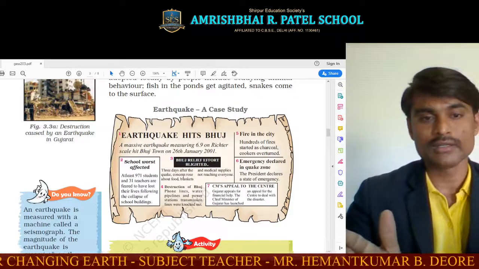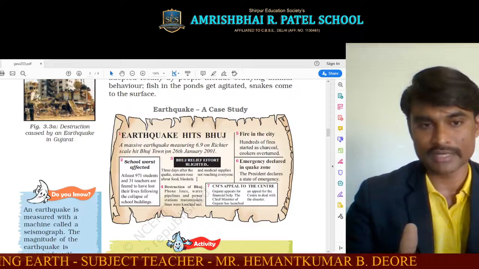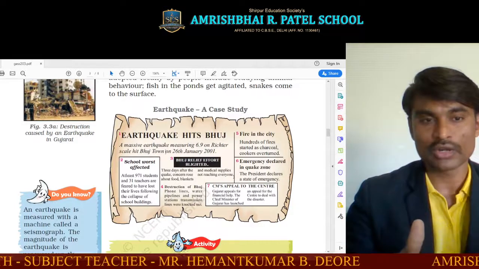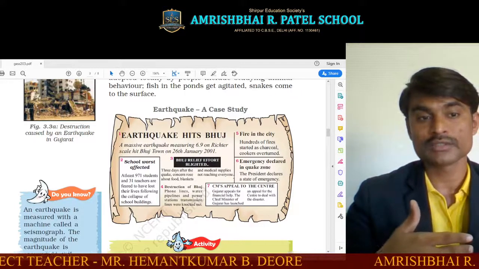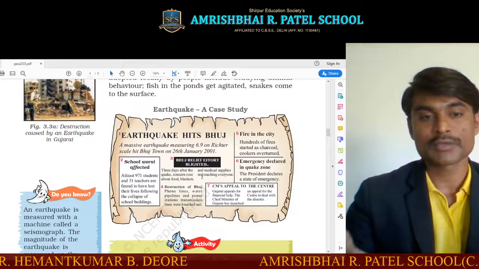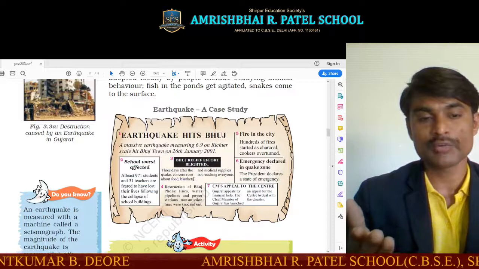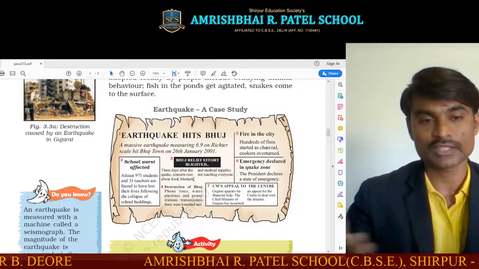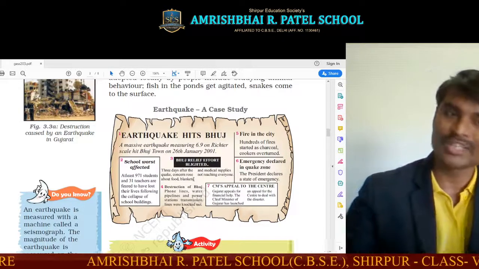Three days after the earthquake, concern rose about food, blankets, and medical supplies not reaching everyone. So it was the people's demand at that time. The people were saying that even after three days there was no kind of help, no rescue operation had started, no medical supplies, and nothing had reached the people.